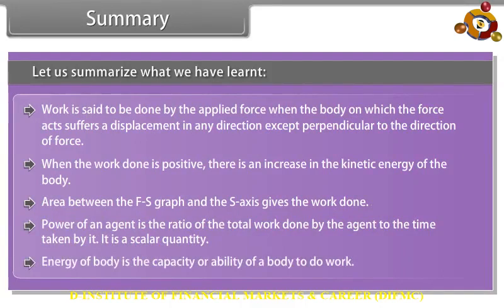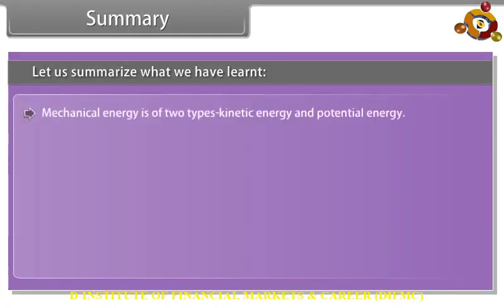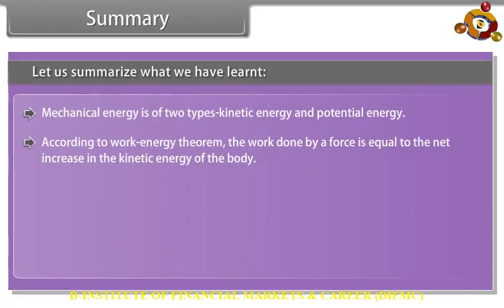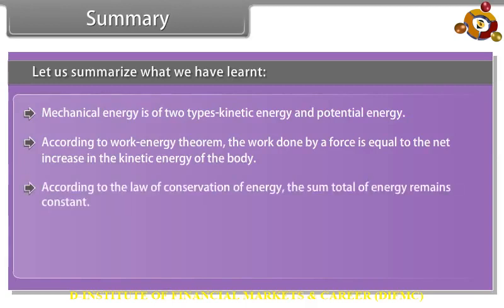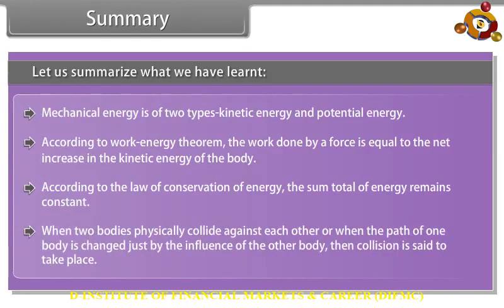Energy of a body is the capacity or ability of a body to do work. Mechanical energy is of two types: kinetic energy and potential energy. According to the work energy theorem, the work done by a force is equal to the net increase in the kinetic energy of the body. According to the law of conservation of energy, the sum total of energy remains constant. When two bodies physically collide against each other, or when the path of one body is changed just by the influence of the other body, then collision is said to take place.